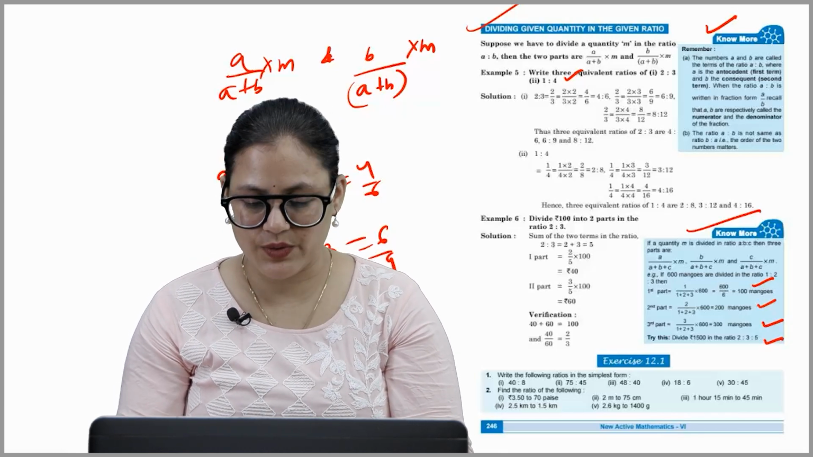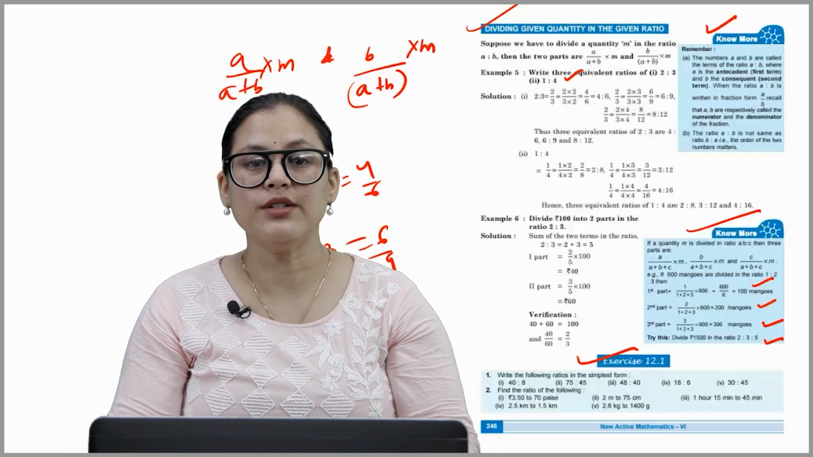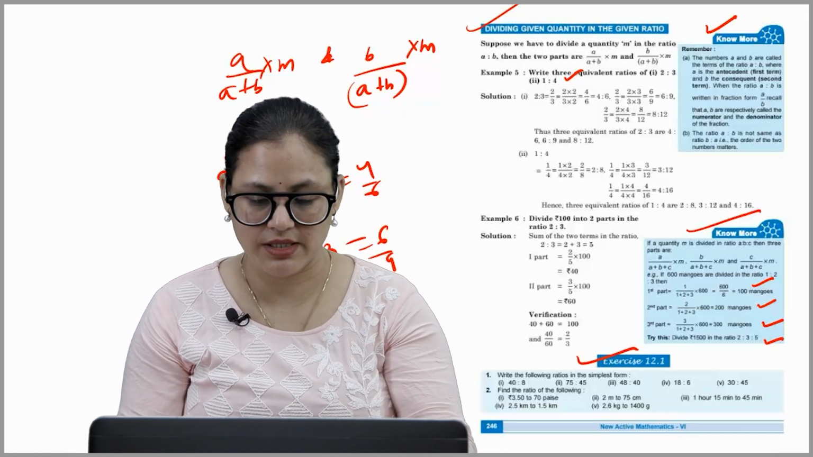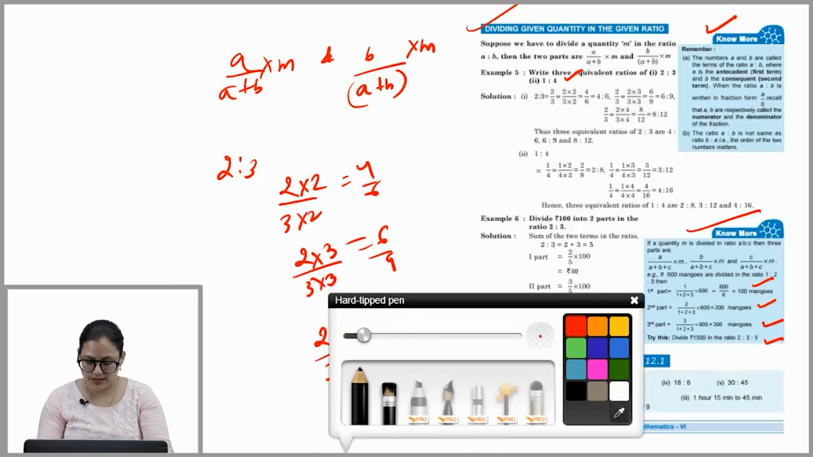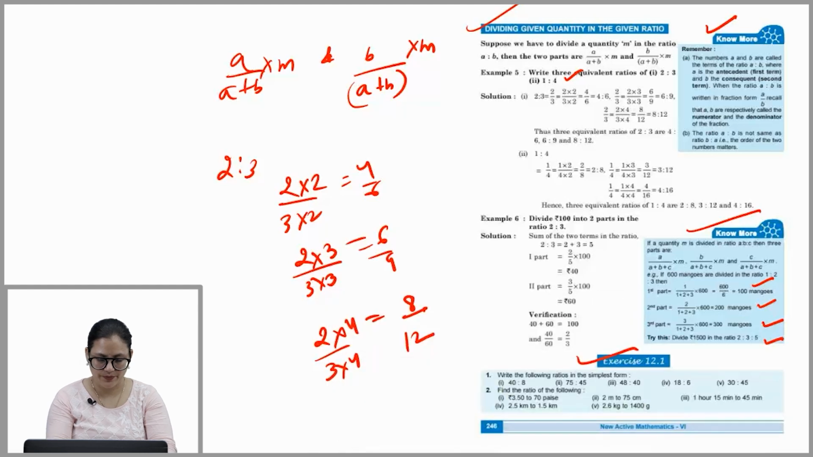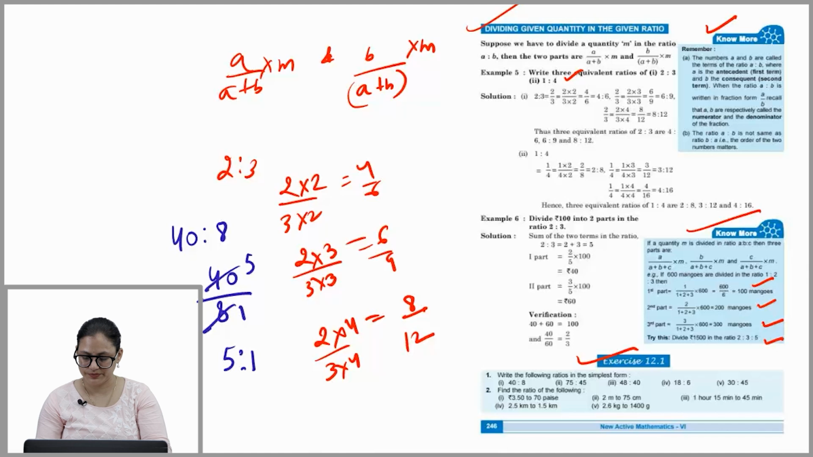Let's do Exercise 12.1. Write the following ratios in the simplest form. You have this ratio 40:8. 40 divided by 8: 8 ones are 8, 8 fives are 40. So the ratio is 5:1.